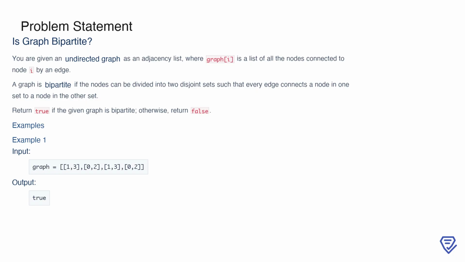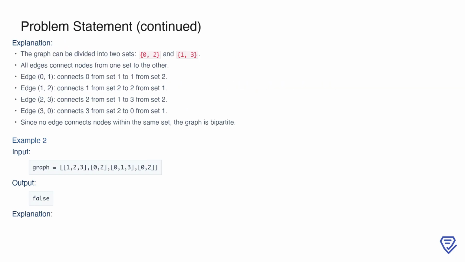To better understand this, let's look at an example. Suppose the input graph is represented as [1,3], [0,2], [1,3], [0,2]. In this case, the output is true, meaning the graph is indeed bipartite. Here's why the first example graph is bipartite. The nodes can be divided into two sets, {0, 2} and {1, 3}. Each edge in the graph connects a node from one set to a node in the other set.